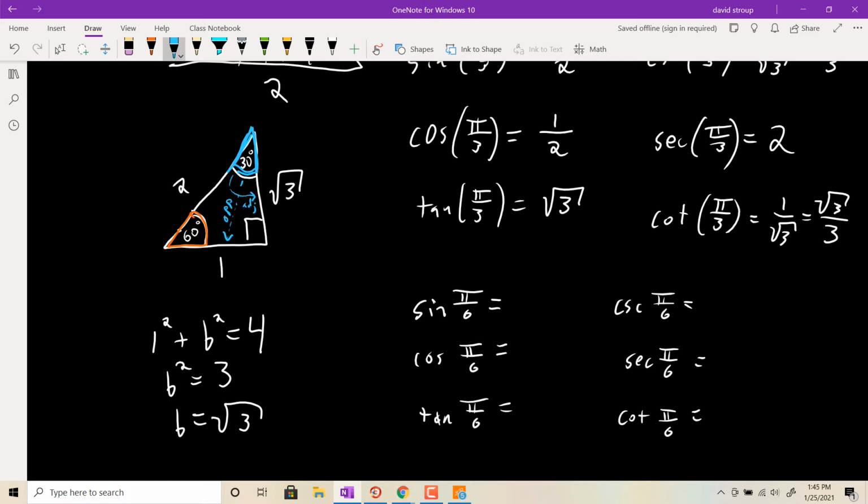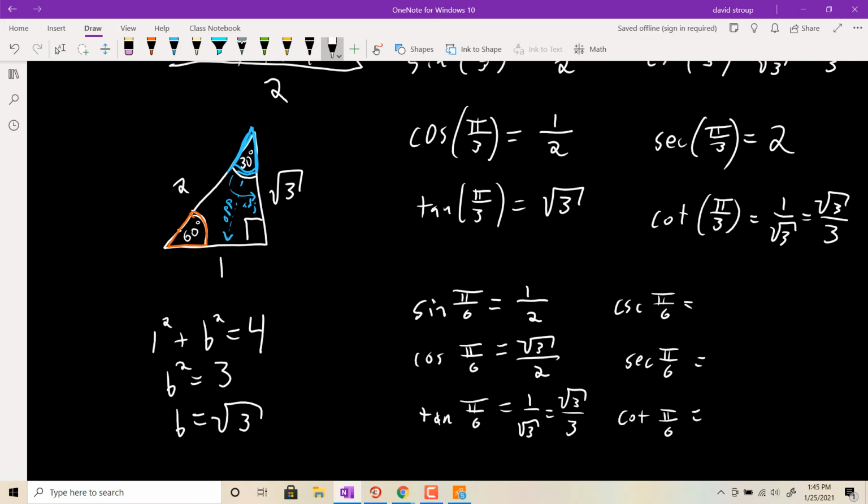Okay, so for pi over 6, sine of pi over 6 is opposite over hypotenuse. Cosine is adjacent over hypotenuse. So root 3 over 3, I should say. It doesn't look like it, but it does. Then tangent is opposite over adjacent, 1 over root 3, which you rationalize is root 3 over 3.